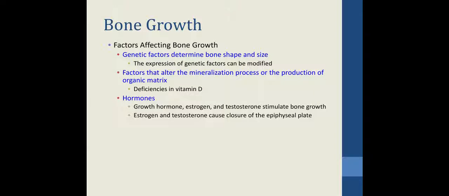Hormones like growth hormone, estrogen, and testosterone actually stimulate bone growth. And then estrogen and testosterone cause the closure of that epiphyseal plate. So that's why you get your growth spurts at puberty, and then you stop growing. And then at the end, we'll look a little bit more at dwarfism and what that bone growth is about and how that works. But just know that there are factors that can affect it.